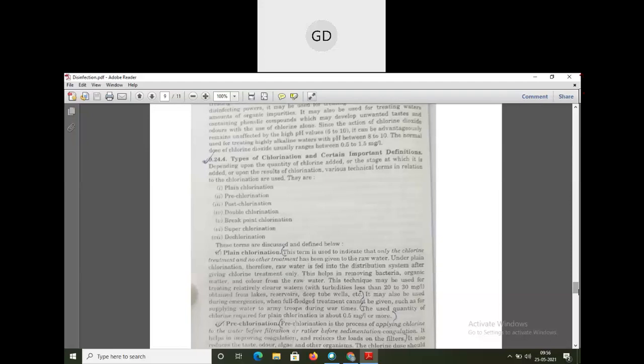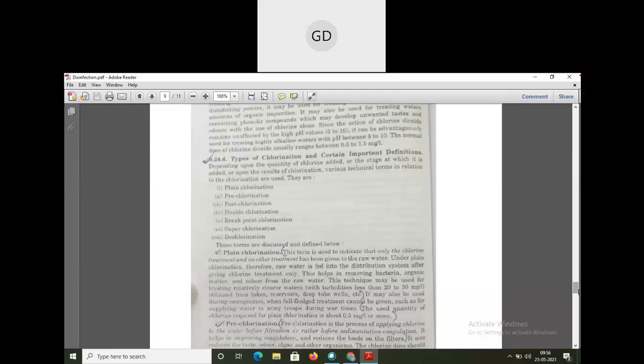This chlorination will obviously help in removing the bacteria, organic matter, color and everything from the water. This technique is used for treating only clear waters which have turbidities less than 20 to 30 milligram per liter, and that are obtained directly from the source, that is lakes, deep tubewells, reservoirs, all these things.